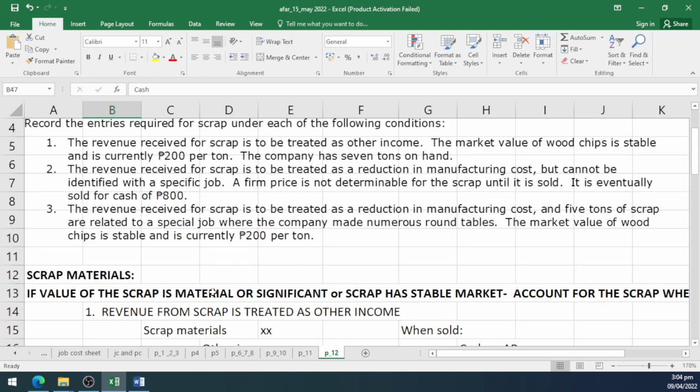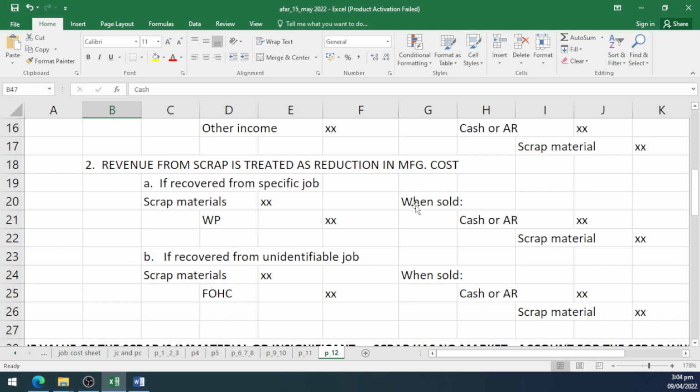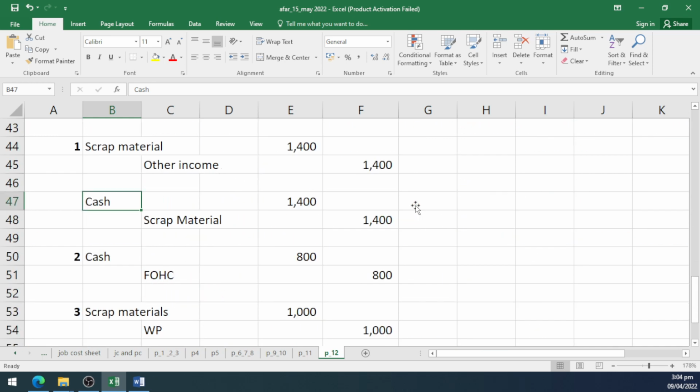For number 2, revenue received for scrap is to be treated as a reduction in manufacturing cost but cannot be identified with a specific job. A firm price is not determinable until it is sold. So, when recovered, you cannot use that. You cannot account it upon recovery. You wait for the sale. Saka mo i-recognize sa libro. Nabenta daw, 800. So, debit cash, 800. Credit factory overhead control.